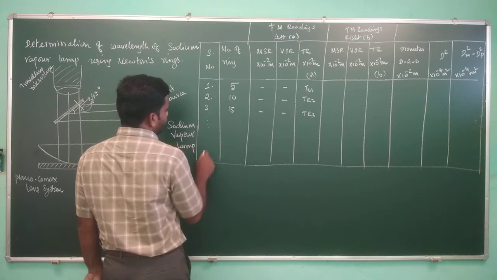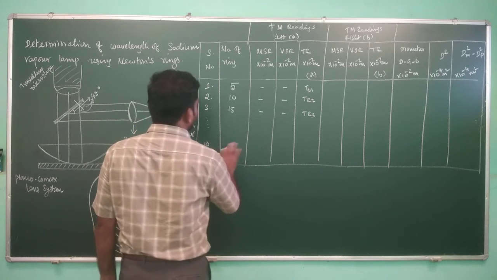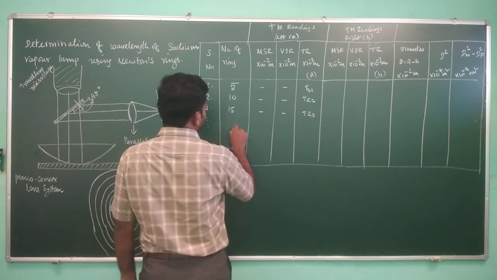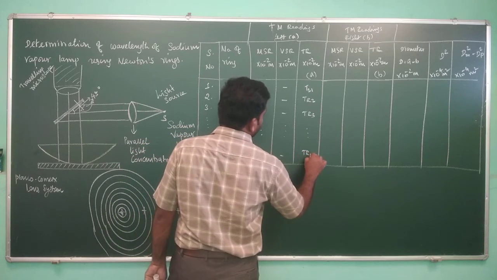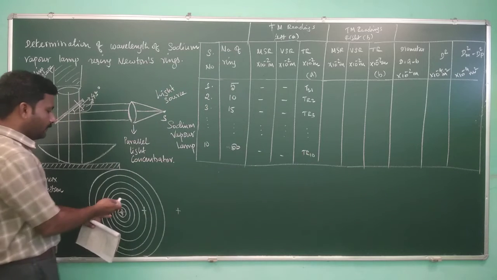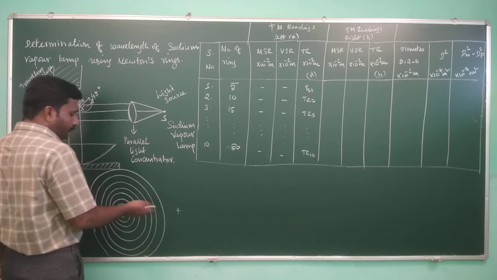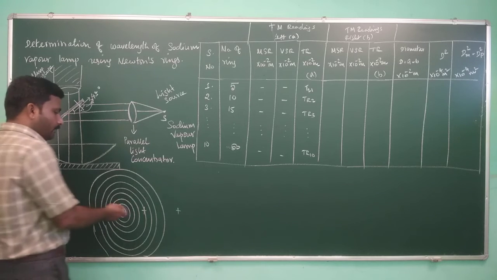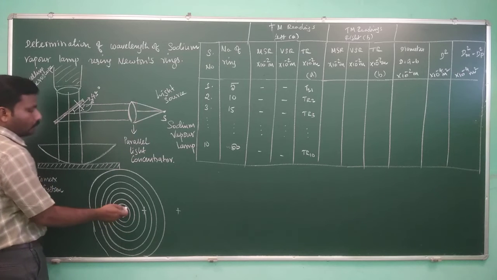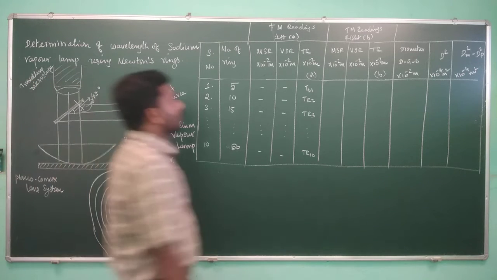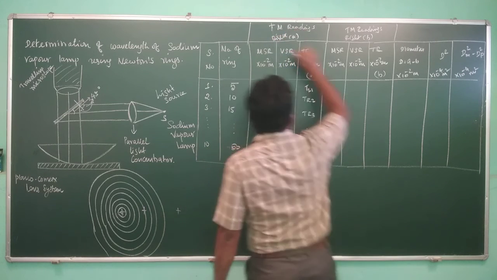So likewise, for the 10th reading we will have the 50th circle, so it will be TR10. Okay. So we take all these readings of the horizontal scale of the traveling microscope by moving the crosswire in the right direction. After completing the 10 readings, you again come back to the center. You do the same for the left movement. So this is the right movement, and this is the left movement.